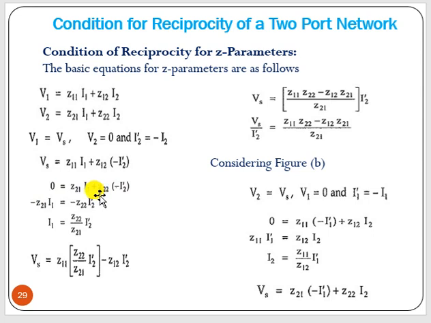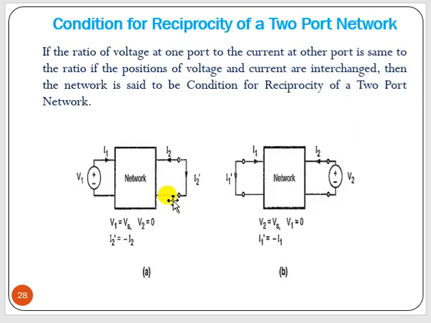From this equation you can find out the value of I1 in terms of I2 dash. That we can put into this particular expression. Okay. Then we got this one, and from this you can calculate Vs by I2 dash. So we got this Vs by I2 dash. Okay. This is the value. Now we have to do the same for this. This is for considering figure A.